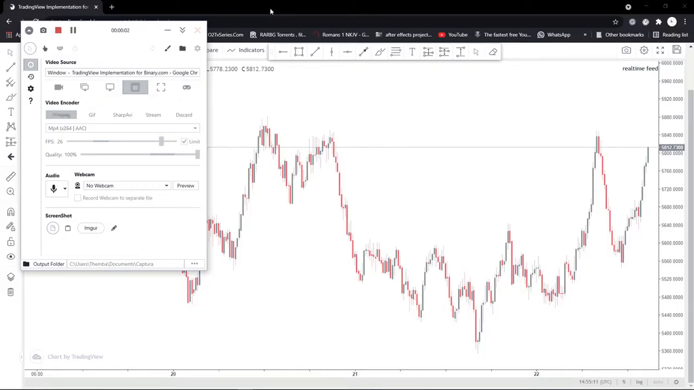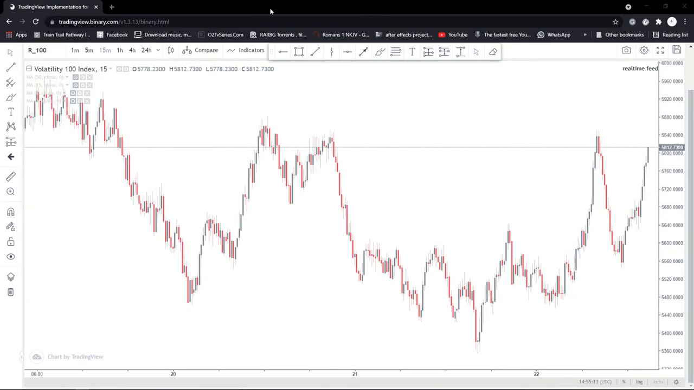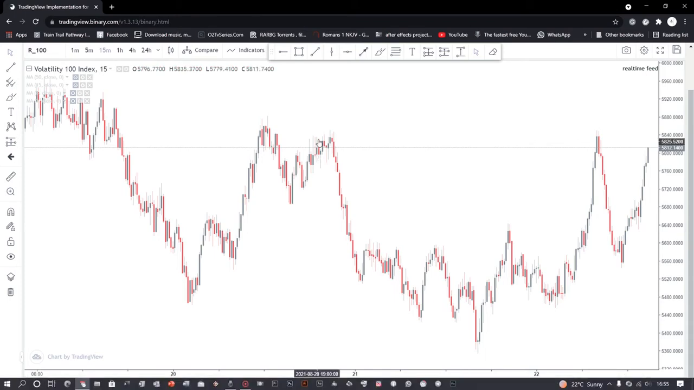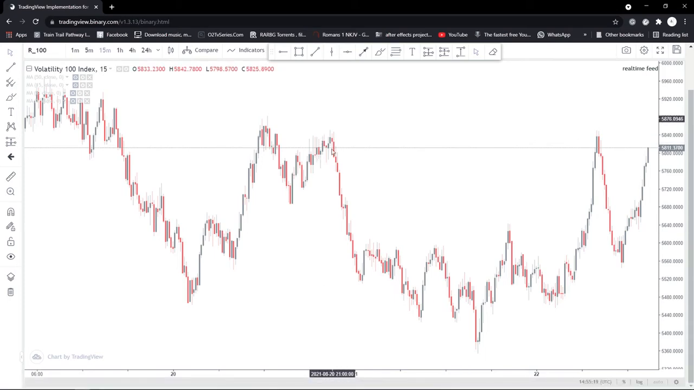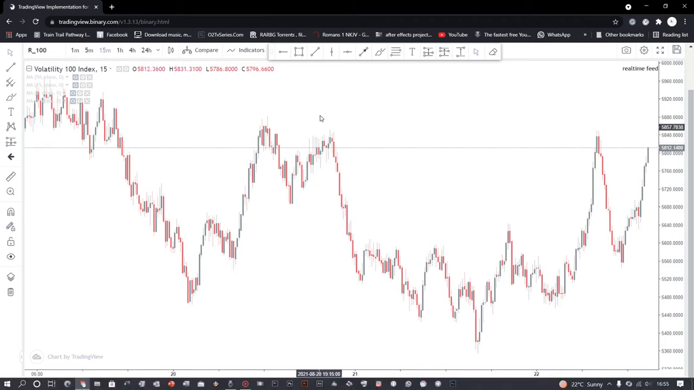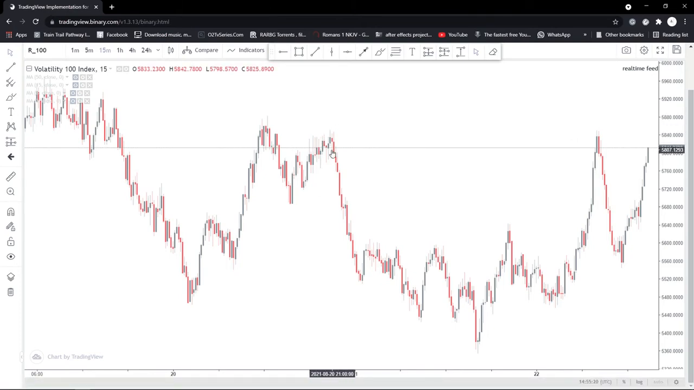Okay guys, so now we are looking at our charts. This is volatility 100 from deriv.com or binary.com. I'll be putting a link in the description of this video for those of you who want to open an account with this broker.